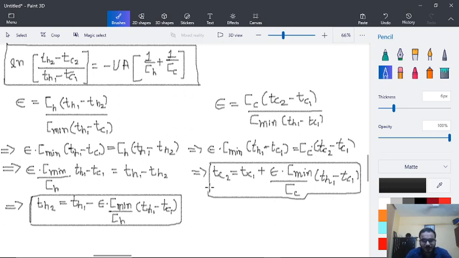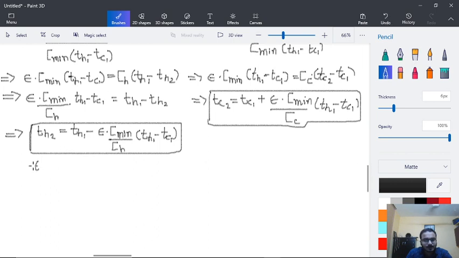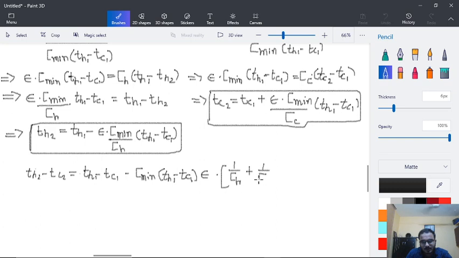So we have obtained these two values. Now what we can do is take the difference of these two, that is TH1 minus TC1 (sorry, TH2 minus TC2), which is equal to TH1 minus TC1 minus C minimum into TH1 minus TC2 into epsilon into 1 upon Ch plus 1 upon Cc.